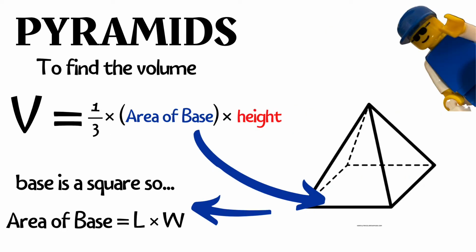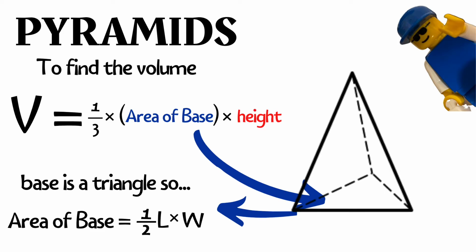So look at this one. This is a rectangular pyramid. The base is a square or rectangle. So we find the area by doing length times width. Now this is a triangular pyramid. You'll notice that the base is a triangle. So we'll do 1/2 times length times width, or 1/2 times base times height. So those are the two different types of pyramids we're going to look at.